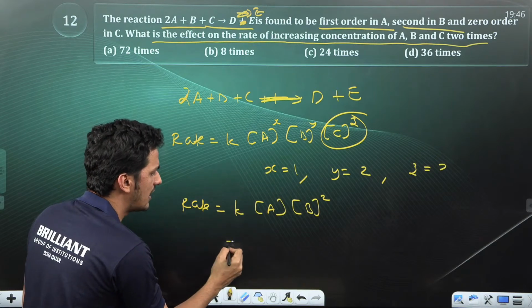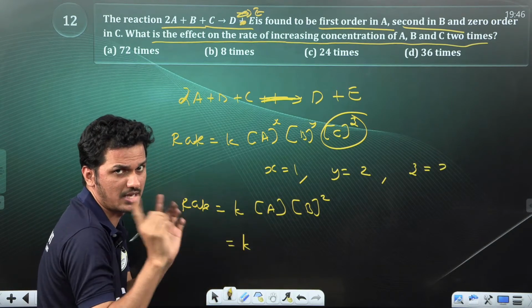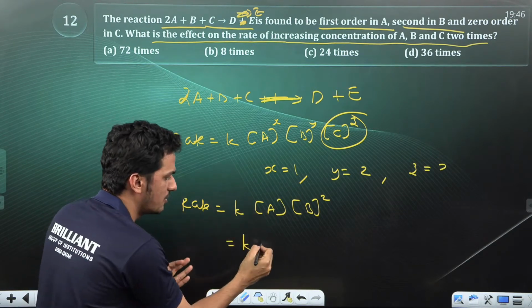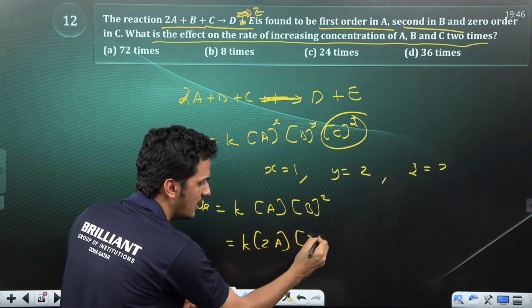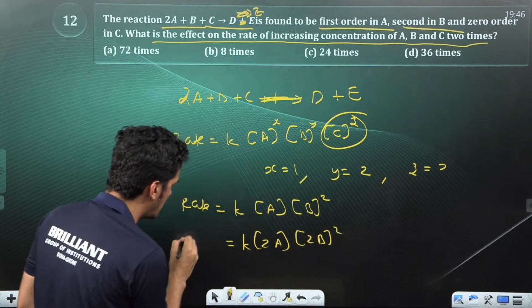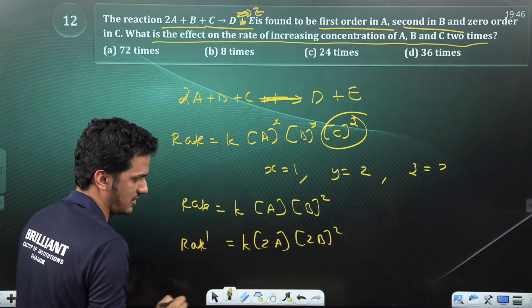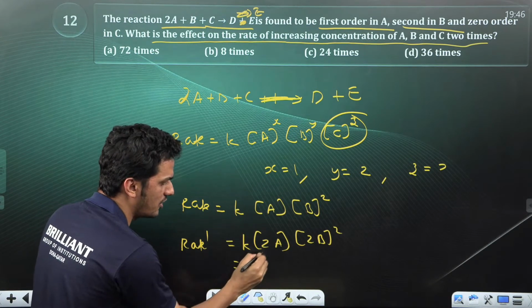So simple. K won't change until the temperature changes. K is constant. A becomes 2A and B becomes 2B, so 2B square. So this is the new rate. I am taking rate dash. So that is equal to, here 2 is there.